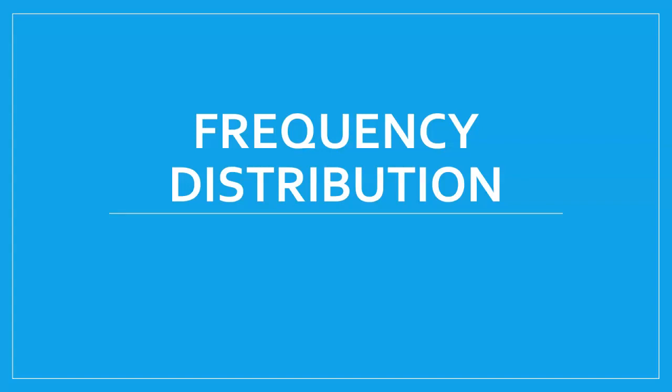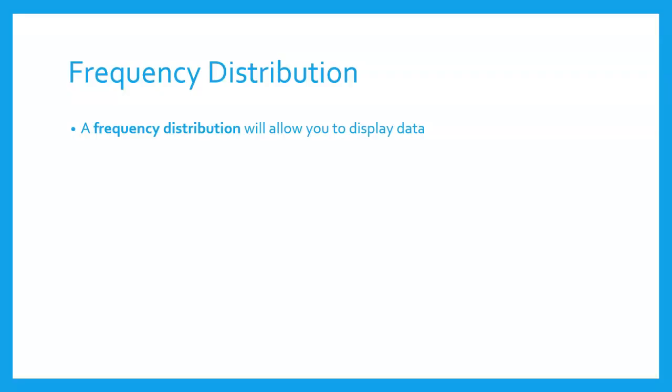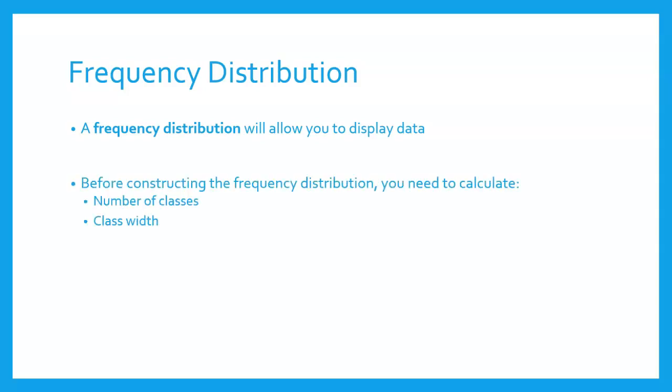Let's talk about frequency distribution. So frequency distribution is just one way that we can display our data. We don't want our data to just be a bunch of raw data. We want it in a way that we can actually look at it and interpret it. And so a frequency distribution will do that for us.